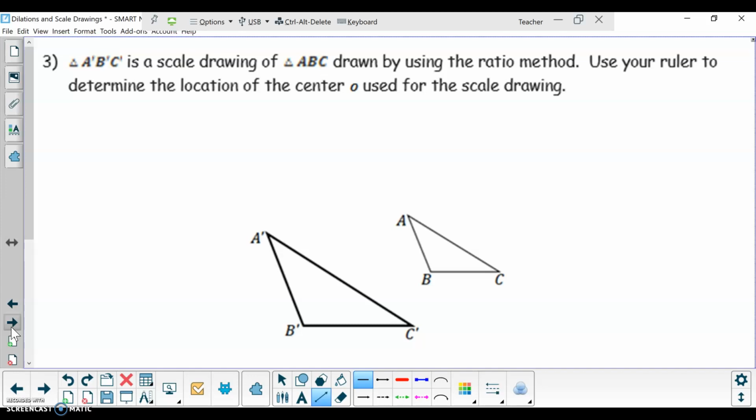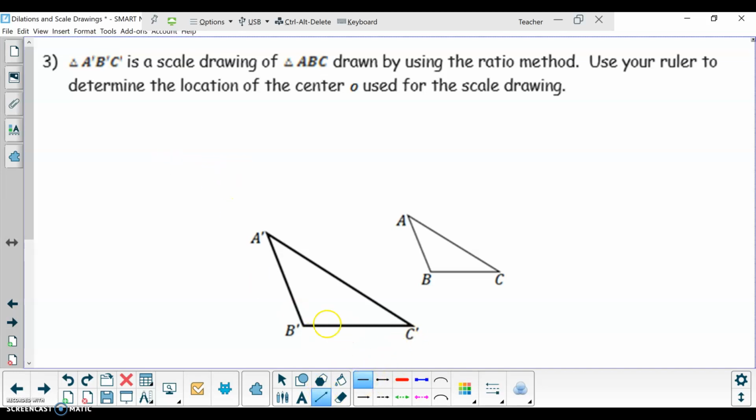If you take a look at number 3 on the handout, this question says, triangle A prime, B prime, C prime is a scale drawing of triangle ABC drawn by using the ratio method. Use your ruler to determine the location of the center O used for the scale drawing. So in this example, all they want us to do is find the center of dilation.